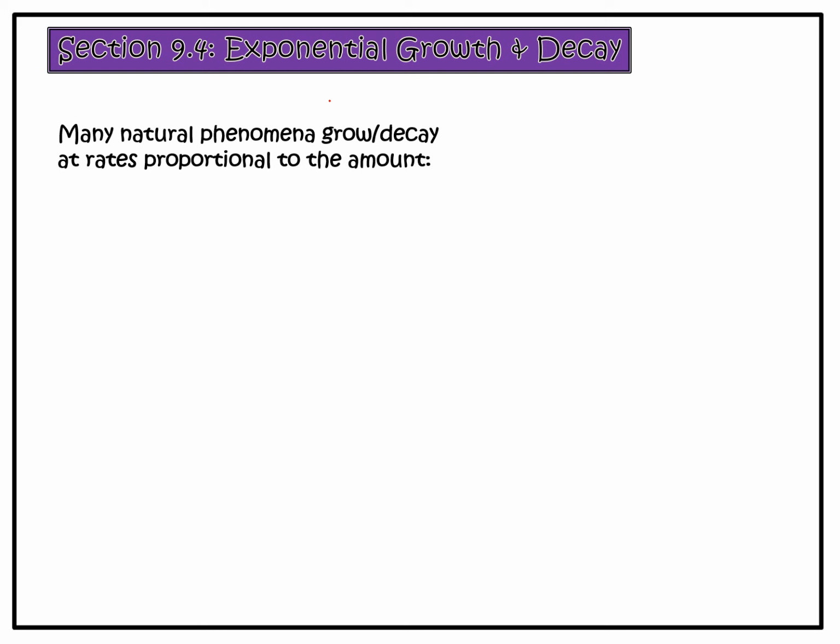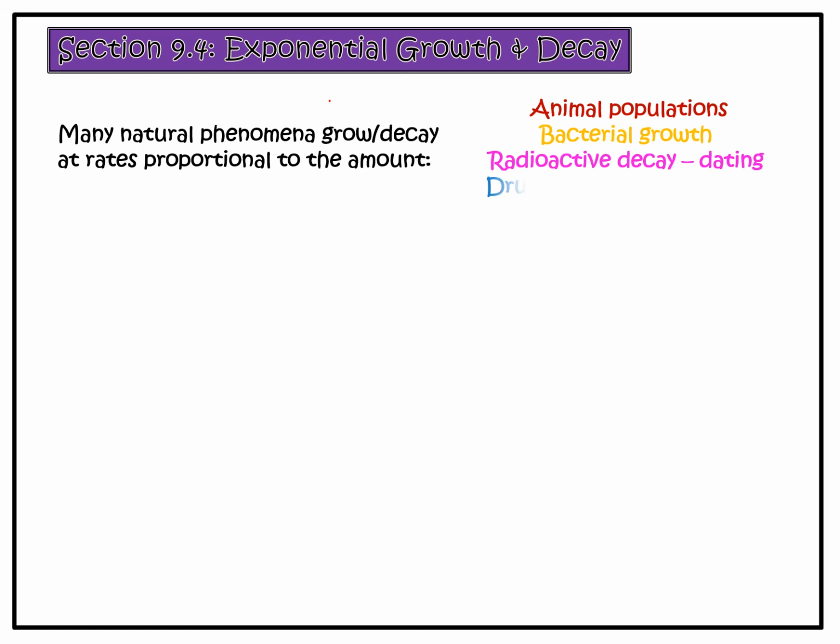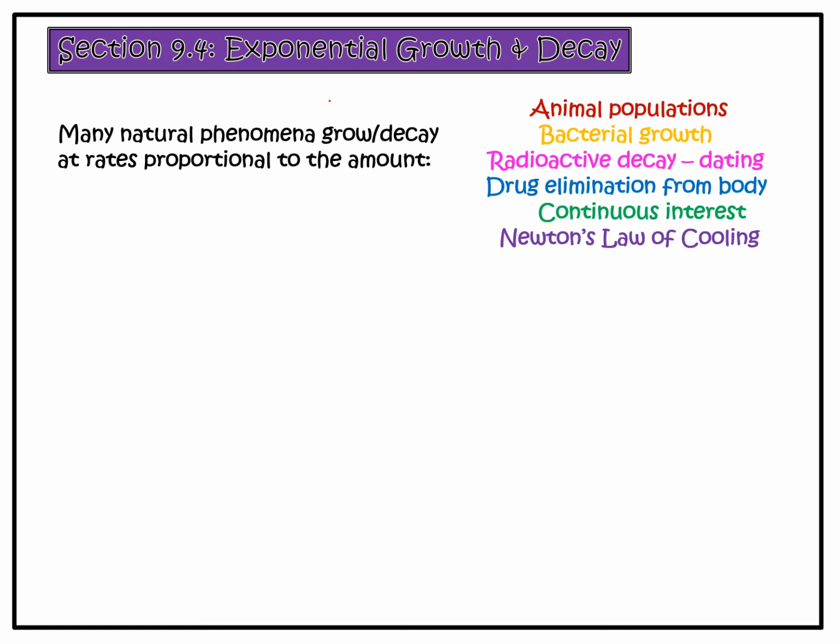These would be things like animal populations, bacterial growth, radioactive decay or radioactive dating, drug elimination from the body, and continuous interest, and actually also Newton's law of cooling. It begins to be exponential.